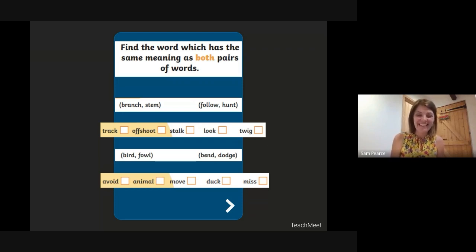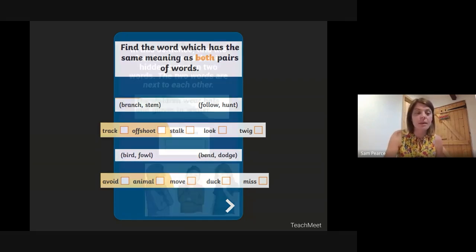Yeah, well done, everybody. Lots of stalks coming through. Absolutely. So stalk means the same as branch and stem, and it can also mean the same as follow and hunt. And then we've got a second example of that question type. So then we've got bird and fowl, bend and dodge, and we need to find a word that goes along with that. And lots of people have already found that word. So duck. Yeah, absolutely. I like the little emoji sign there, Georgina, of a duck. So yeah, that's absolutely it, duck. Well done. So that would be one type of verbal reasoning question.